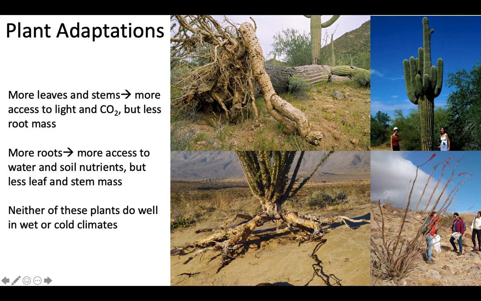Saguaro is actually kind of an exception. That's quite a lot of leaf mass for a plant, but it's storing a lot of water inside of this tissue. And even though it has really large roots to support this really large structure, it's storing a lot of water in this tissue. These, for instance, have huge root masses, but they don't store a lot in the above ground mass.